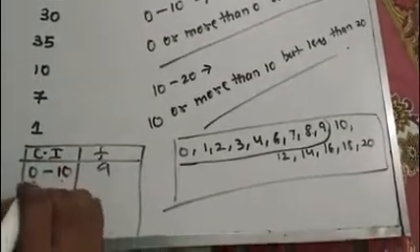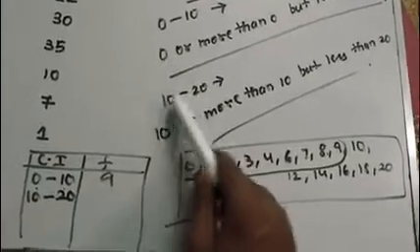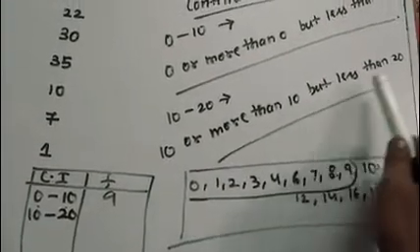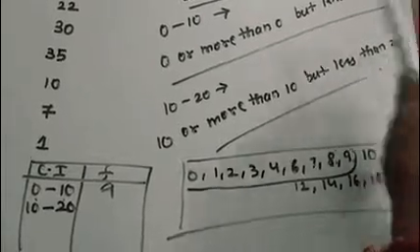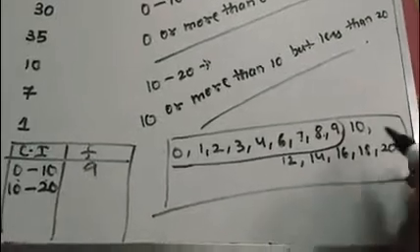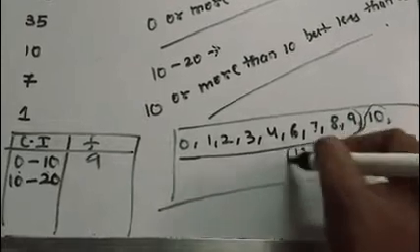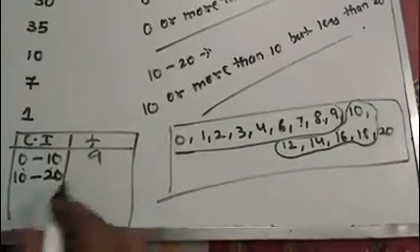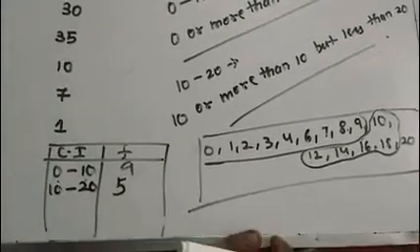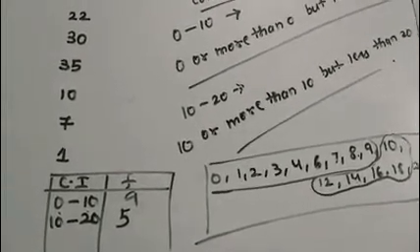Now next, 10 to 20. How is 10 to 20 defined? The numbers that come under the class interval of 10 to 20 will be 10 or more than 10 but less than 20. We will not count 20 in this particular class interval. So how many numbers do we have? 10, 12, 13, 14, 16, 18. These are the numbers that come in the class interval of 10 to 20. So we have 1, 2, 3, 4, 5 numbers. In this way the class intervals are defined in the case of continuous data.